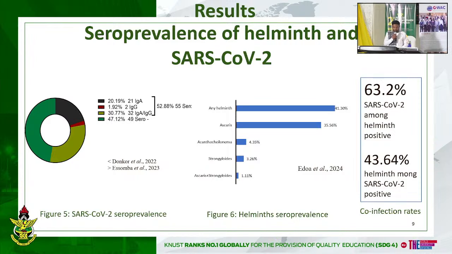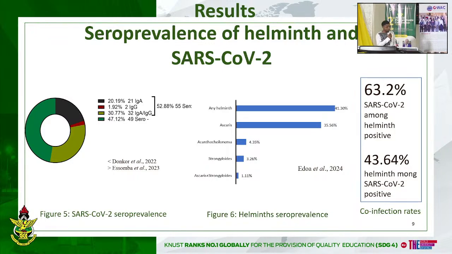The preliminary findings show that the helminth seroprevalence among our study cohort was 52.8%, and this prevalence is smaller than that obtained by Donko et al. in Ghana, and is higher than that obtained by Isomba et al. 2023 in Cameroon. However, the seroprevalence of helminthiasis within our study cohort was 41.3%, which is similar to that reported by Edward et al. 2024.